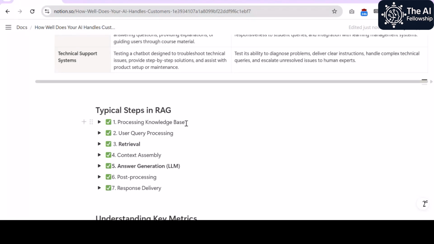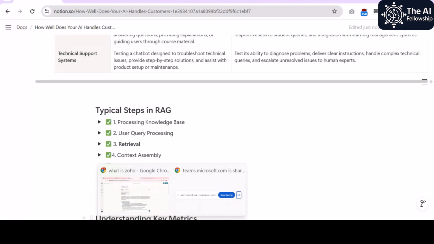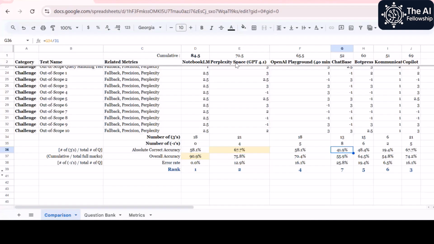When they are processing the information, something may be lost. When they are trying to process the user query, something may be lost. When they are trying to retrieve, they may not be able to retrieve perfectly. When they are generating the response and creating a context assembly, some information may be lost. In post processing also it may be lost. This is why some people may be surprised by these figures of how accurate: NotebookLM around 84, 85, and Chatbase around 52.